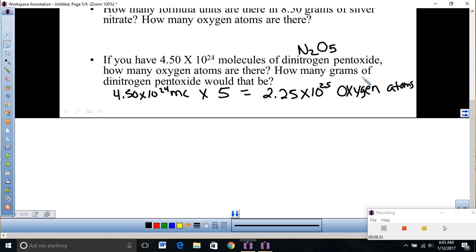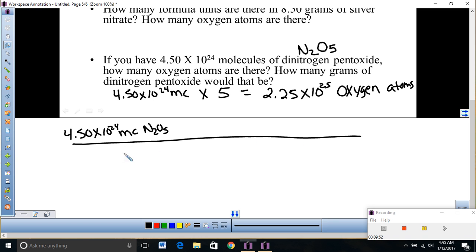Alright, so we answered the first question. Next question says, how many grams of dinitrogen pentoxide would there be? So I've got to go back to my original, which is 4.5 times 10 to the 24th molecules of dinitrogen pentoxide. I'm going to bring molecules down. As I read, nowhere is the word mole, so mole's coming into the equation. And on these two steppers, mole will always be right there. We're going to then bring mole down. And from the mole, you can go where you want to go, which is to grams.